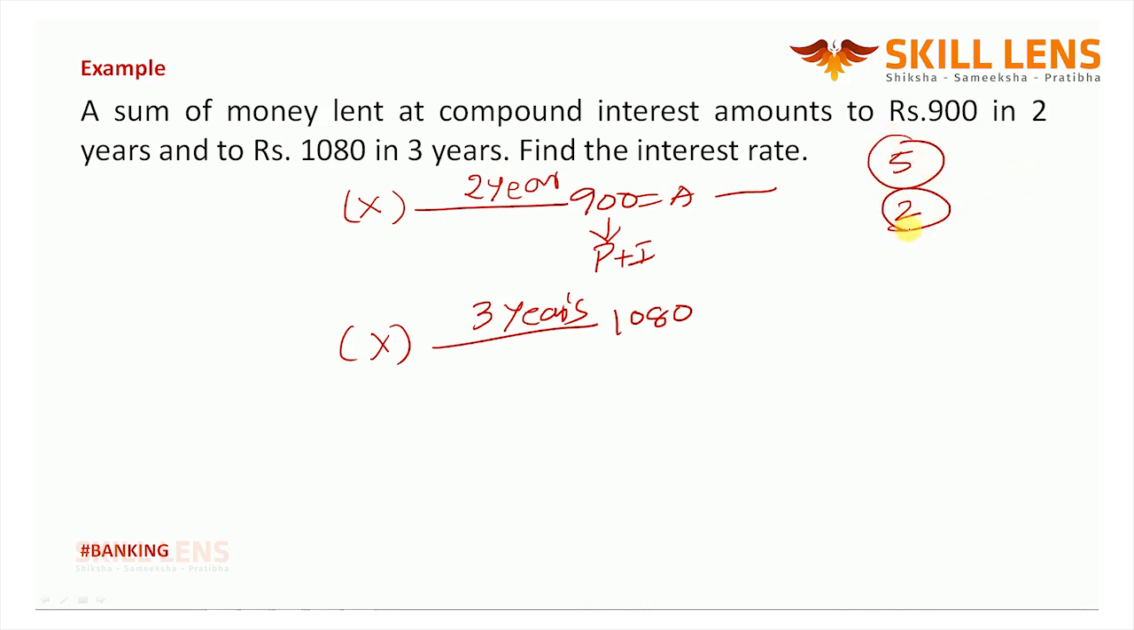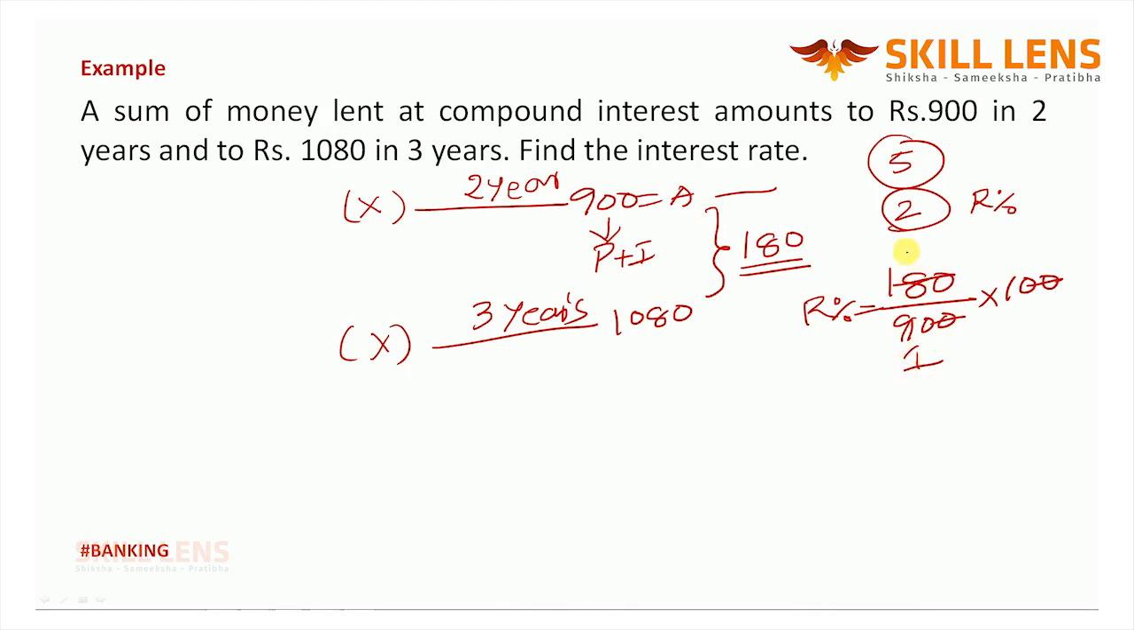Guys, if you remember our compound interest part number 1, we have discussed our 5th point. For 2 consecutive years, amount will increase by R percent. So 900 and 1080, what is the difference here? 180 is the difference. This 180 is what percent of 900 is going to be your rate of interest. 9 ones are 9, 2 twos and 0. Then your rate of interest will become 20%.